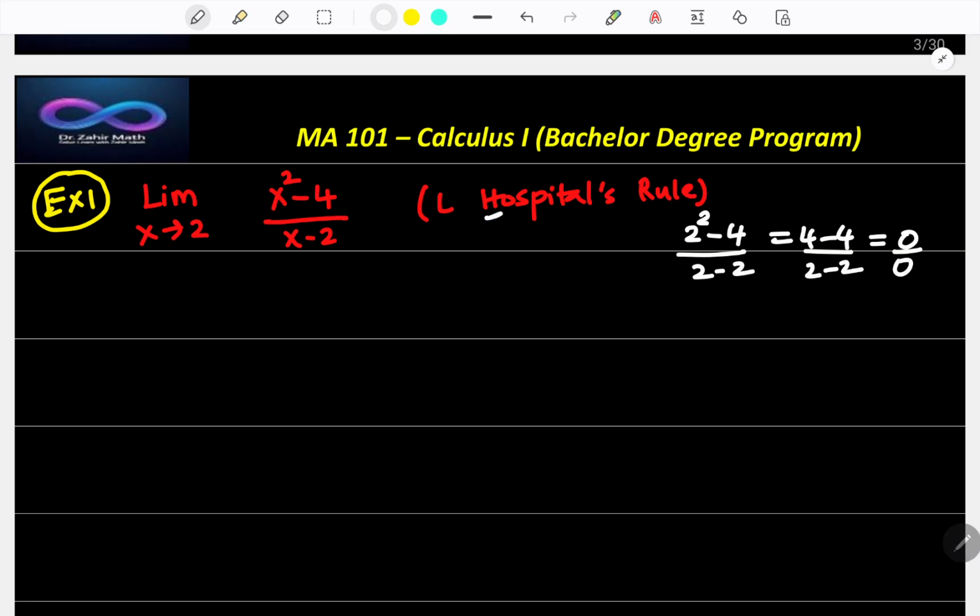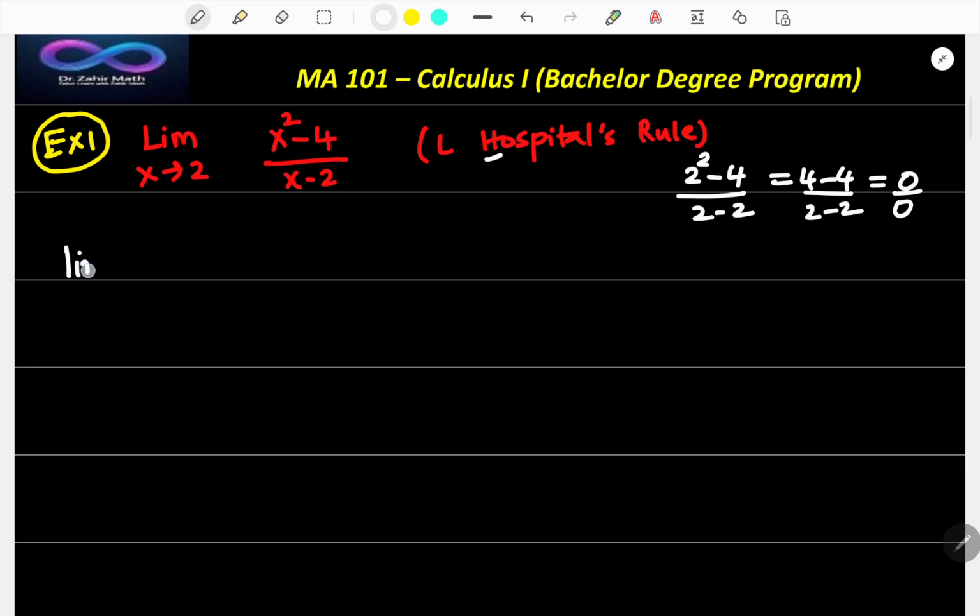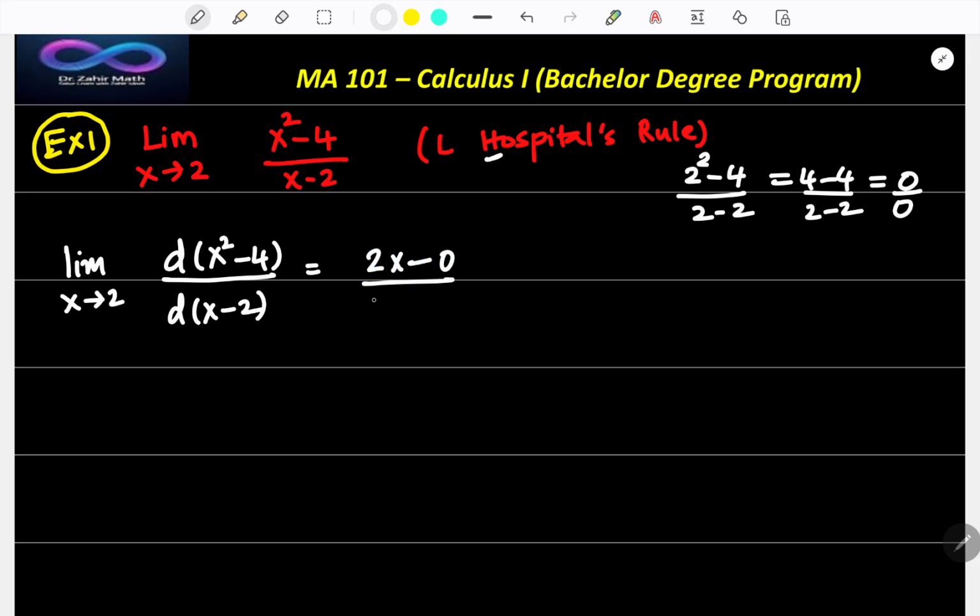Yes, so 0 by 0. So now you have to apply what? The rule. The rule says that limit x tends to 2, differentiate x square minus 4 and differentiate x minus 2. How simple is it, right? No need of the quotient rule, right? Yes. What is the differentiation of x square? 2x. What is the differentiation of 4? 0. What is the differentiation of x? It is 1.